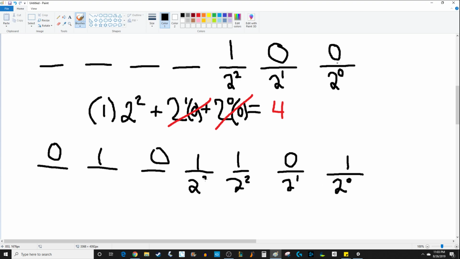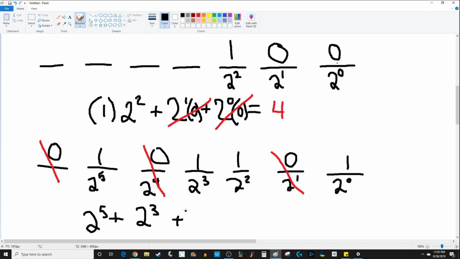So this one would be 2 to the 3rd, here's 2 to the 4th, here's 2 to the 5th, and now I want to add all of these together. Since I don't need the zeros because anything times 0 is 0, I could just cross those off if I really wanted to. So I have a 2 to the 5th plus 2 to the 3rd plus 2 squared plus 2 to the 0, which is just 1.